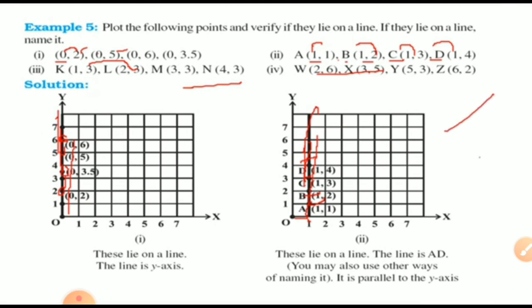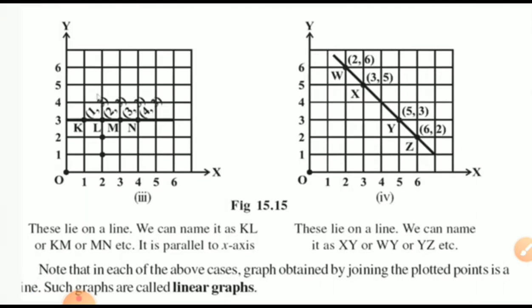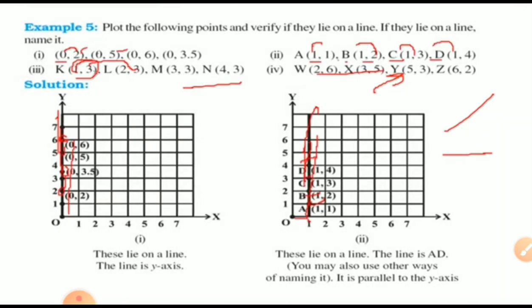Whenever the x-coordinates are the same for the points given, the line is parallel to the y-axis. In the same way, if the y-coordinate is constant and the x-coordinates are different, the line is parallel to the x-axis. In the fourth, the second one, both numbers are different. That means a diagonal line, a slanted line.